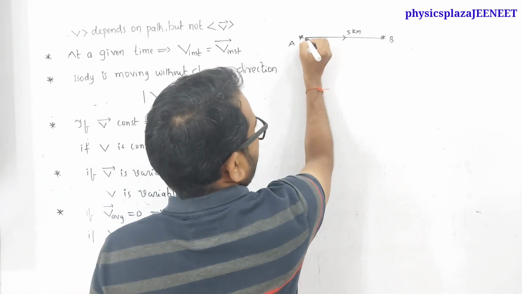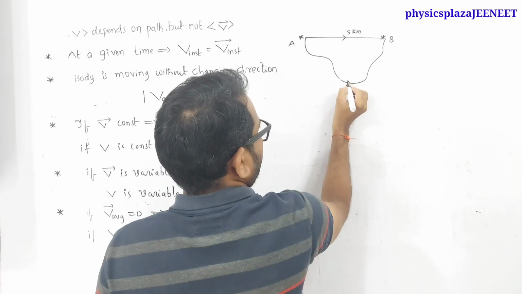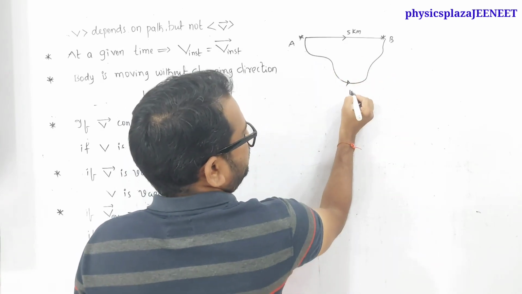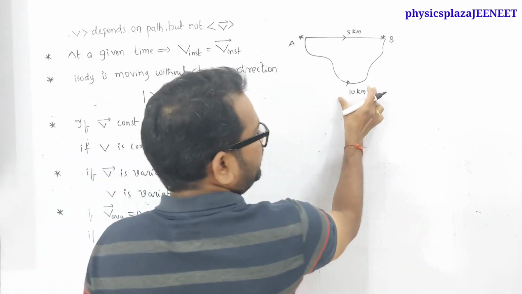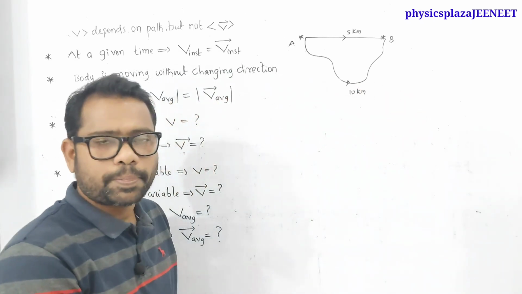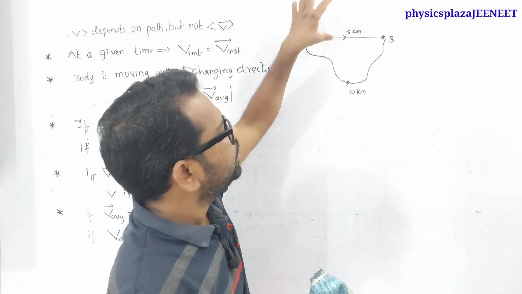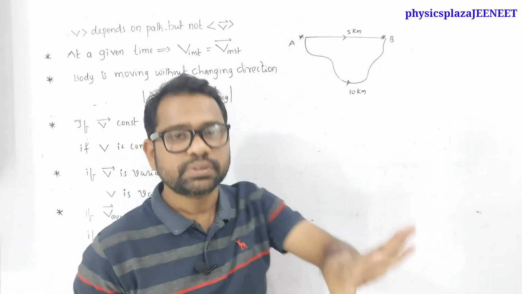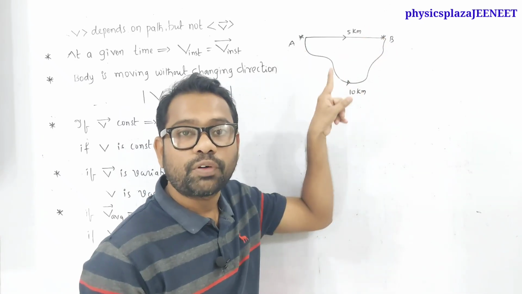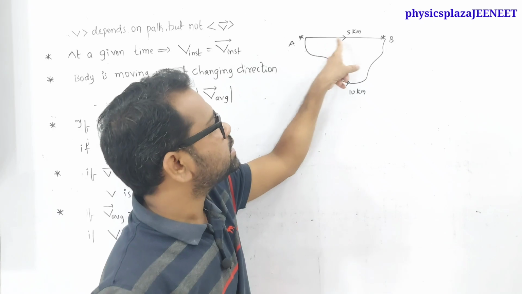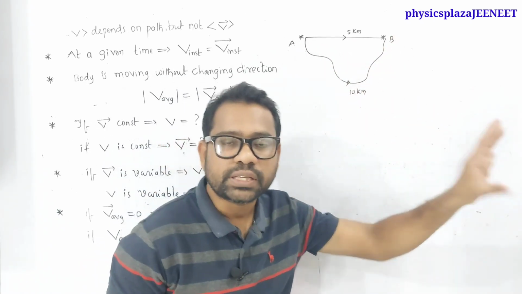But suppose some other day you went from A to B like this, and it might be 10 kilometers. In the second case, the speed will change. If you have to cover 5 kilometers and 10 kilometers in the same time, then obviously here you have to move faster. So in the first path your speed is less, and in the second path your speed should be more if you want to reach in the same time.